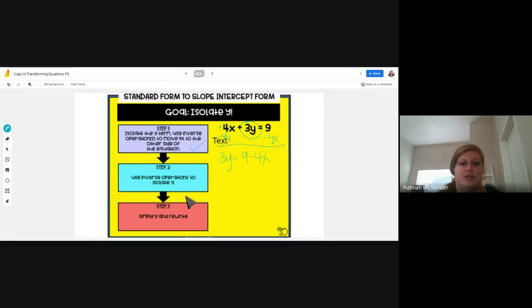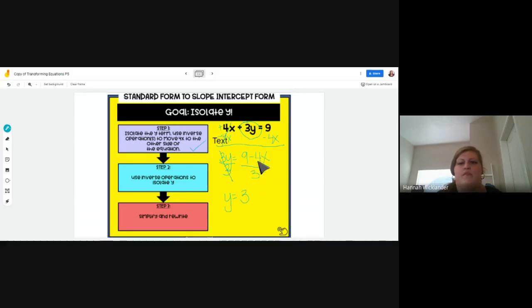Check. Step 2, use inverse operations to isolate the y term. So right now my y term has a 3 in front of it, and I want to get just y by itself. So the 3 is being multiplied by the y, so I'm going to divide to cancel out the multiplication. So I'm going to divide by 3. What I do to one side of the equation, I must do to the other. So these 3's cancel. I'm left with y. 9 divided by 3 is 3.